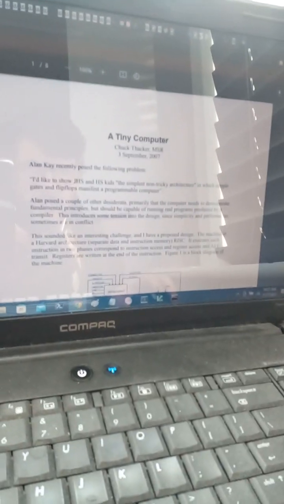This is Charles Thacker's Tiny 3 computer, which was an idea of Alan Kay's. Alan Kay said, "I'd like to show JHS and HS, junior high school and high school kids, the simplest non-tricky architecture in which simple gates and flip-flops manifest a programmable computer."